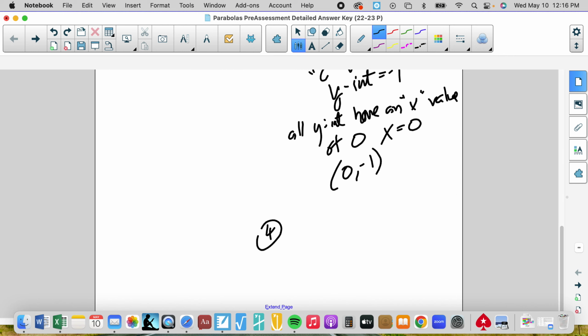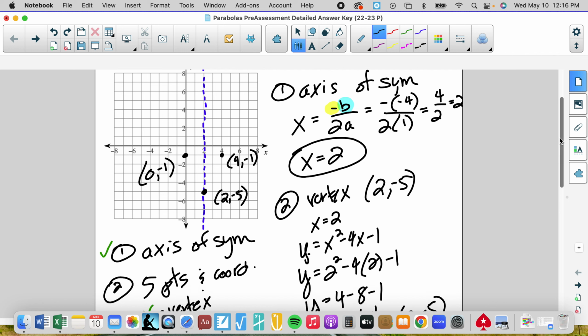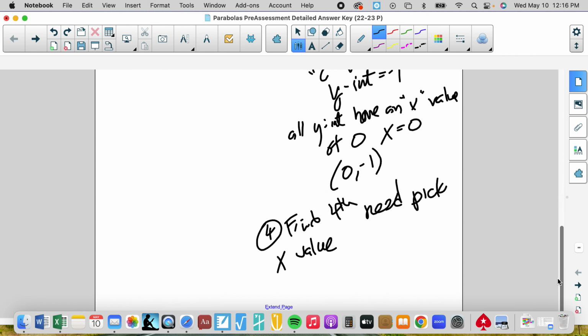To find a 4th point, I need to pick another x value. So what x values have I used at this point? 0, 2, and 4. So I need to pick an x value that I haven't used. And an easy one, we tend to want to pick an x value close to my vertex. My vertex's x value is 2, so I'm going to pick 1. Let's keep it simple. X equals 1.